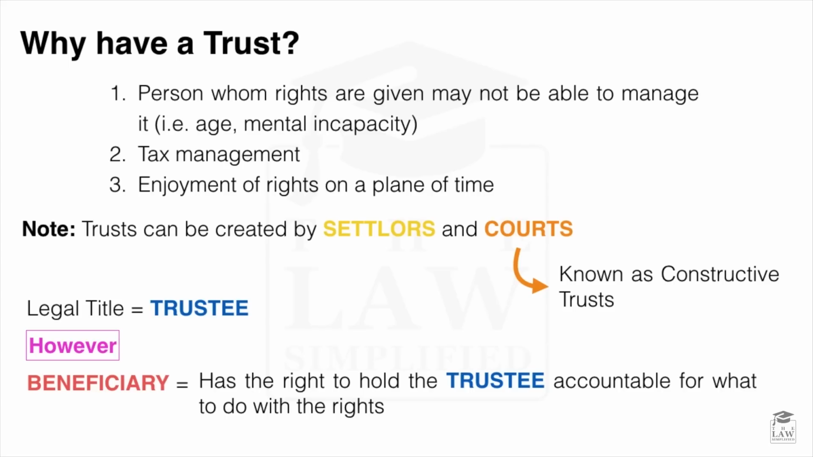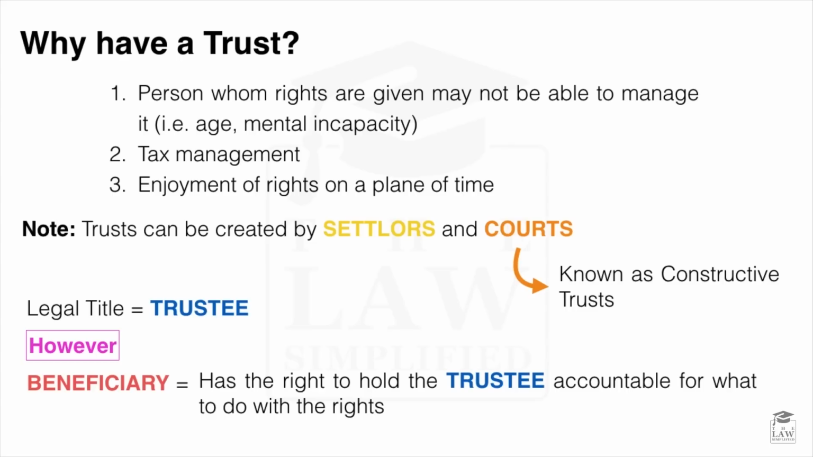Now note that trusts can be created not only by settlors but by courts as well, because up until now our discussion has been focusing on this individual called the settlor who creates a trust. But in reality, a court can also create a trust where there is some sort of unfairness that might be due to a beneficiary if there is no trust in place. These trusts are called constructive trusts. We will discuss constructive trusts in our next topic, which is types of trust, but for now, understand that a trust can be created by a settlor as well as by courts of law.